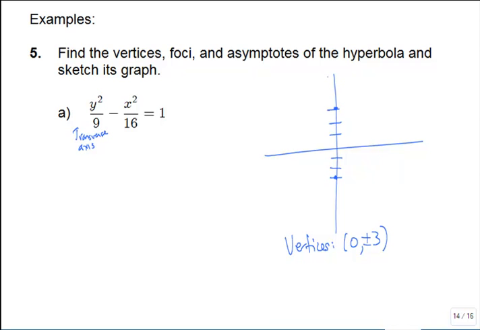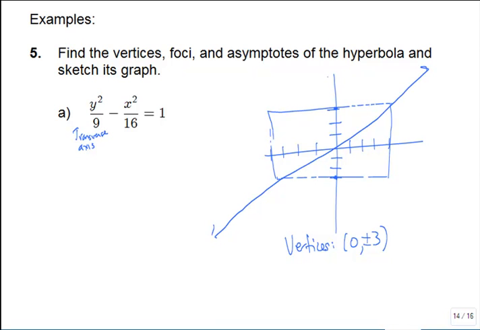Now what we want to do is go out the square root of 16 on the x-axis. So the square root of 16 is 4. I'm going to go 4 to the right and 4 to the left. I'm not actually making any marks, but I'm going to draw in this little box. You can make it dashed lines or solid lines, it doesn't really matter. What's important is we're going to draw the diagonals, because those diagonals become our asymptotes.